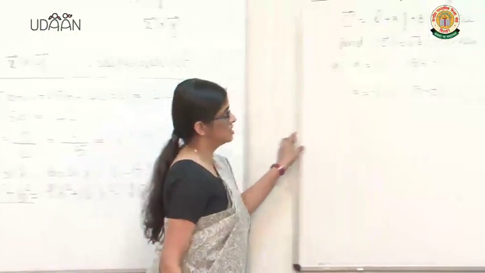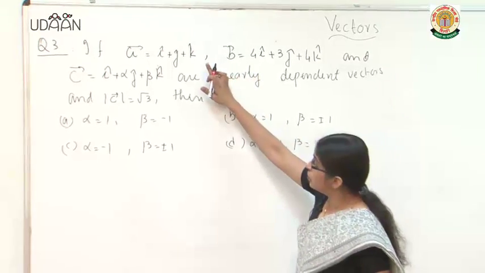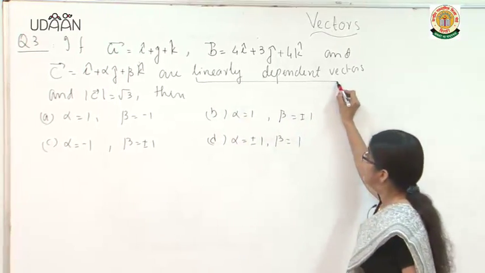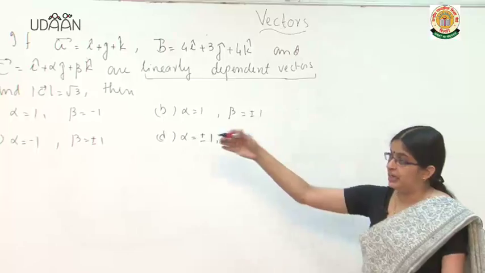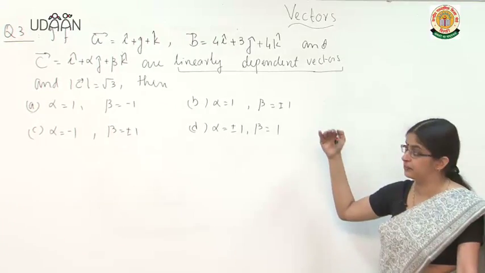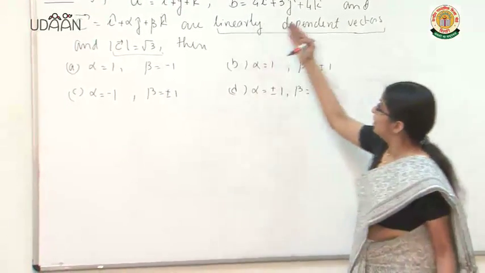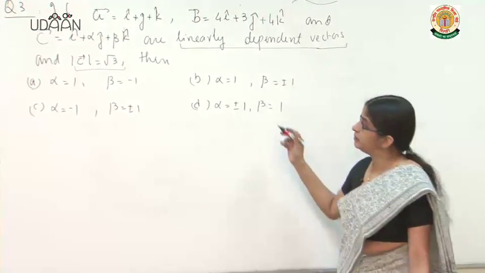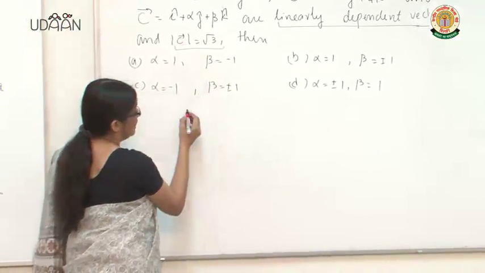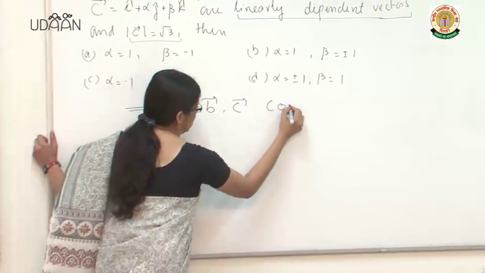Good. Question number 3. Read the question, it's there in your module also. Given three vectors, vector A, B and C, it's given that the vectors are linearly dependent vectors. We have seen, when I explained the theory, I told you linearly dependent vectors are coplanar vectors also. One extra condition given, modulus of C equal to 3 and you have to find the values of alpha and beta. Let's see how to solve this question. Vectors A, B, C are linearly dependent. This implies vectors A, B, C are coplanar also.